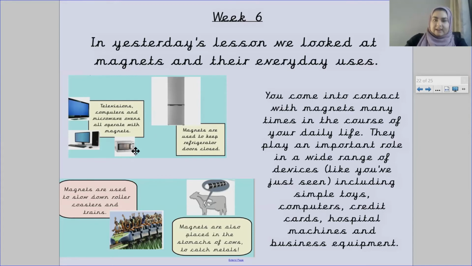So if you look over here, you can see that televisions, computers, and ovens and fridges all run on magnetism, and also roller coasters and trains, and even a cow. A cow has to eat a magnet because when it eats its grass, any metal that it picks up gets attracted to that magnet. Okay? So I do actually hope you enjoyed this unit because I definitely did.